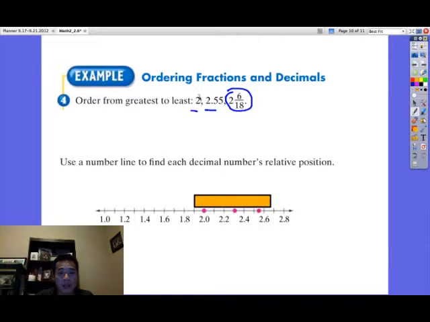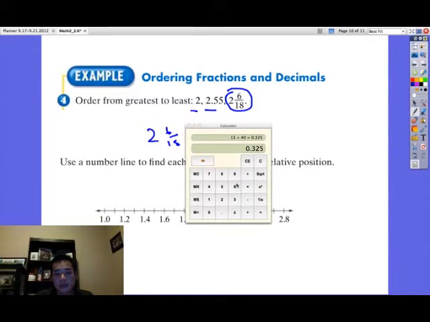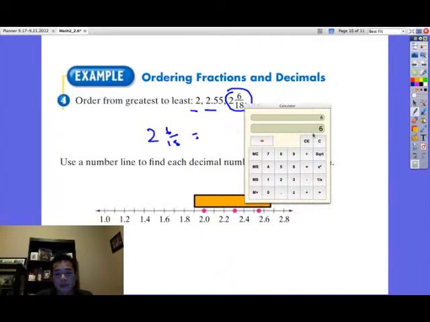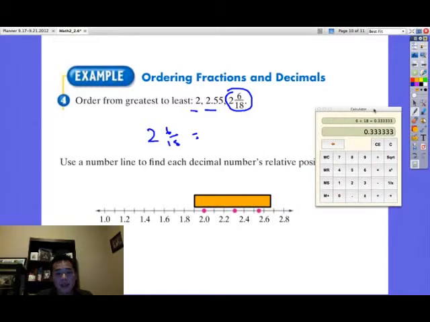So since this is already 2, leave it alone. This is 2 and 5500ths, leave that alone. So I need to convert 2 and 6/18ths into a decimal by dividing 6 divided by 18. And so this simplified down to a decimal is 2.3 repeating. And then we just order from least to greatest. So obviously 2 is going to be the least. Then 2.33 and then 2.55 is what it should be.